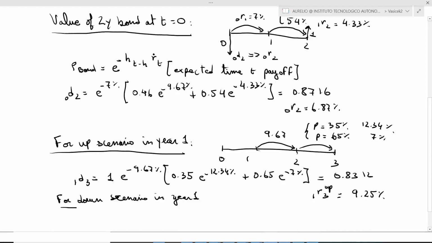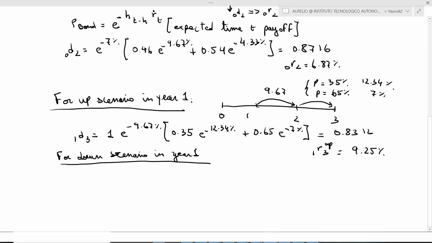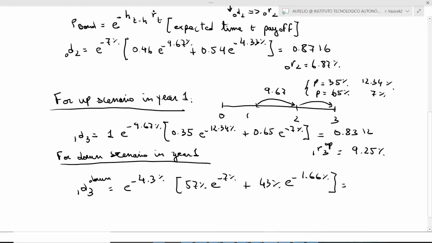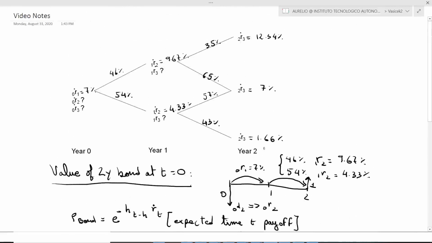Finally, we do the same thing for the down scenario in year 1. In this case, we're going to get 1D3 down. It's going to be equal to e to the minus 4.3% multiplied by 57% e to the minus 7% plus the probability down, which is 43% e to the minus 1.66%, and then we get 0.914. Hence, the 1R3 down is going to be equal to 4.50%. If we go back to our tree, what we have computed so far are the 2-year rates, which is this is a 2-year rate, this is a 2-year rate, and this is a 2-year rate.